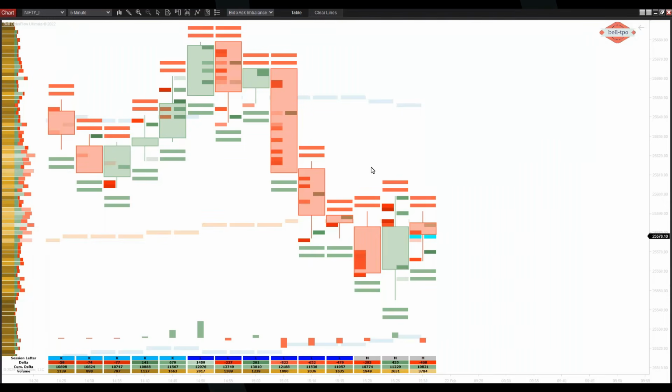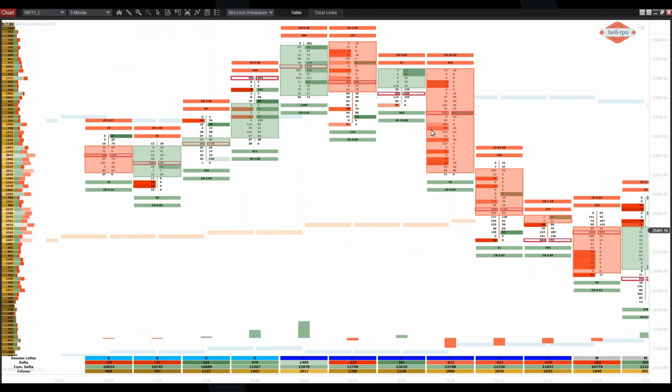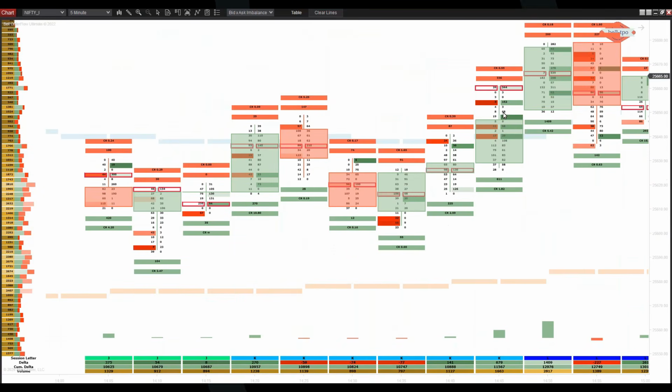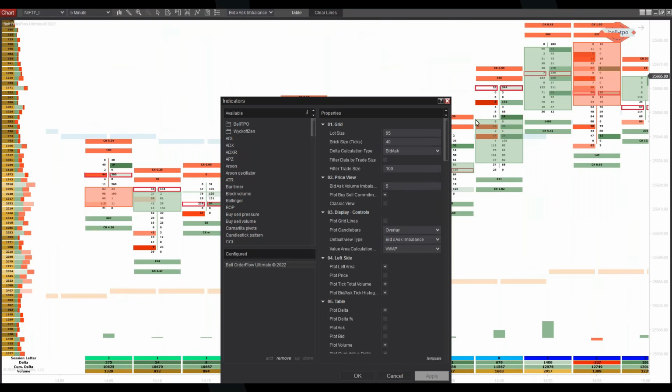If you go to Bell order flow, right, you can control the bid and ask imbalance. You see these red color blocks, right? They are imbalances on the sell side, or if you are seeing the green ones, they are nothing but the buy side imbalances. And that is more of a softer control. You can control it like 5 times imbalance.